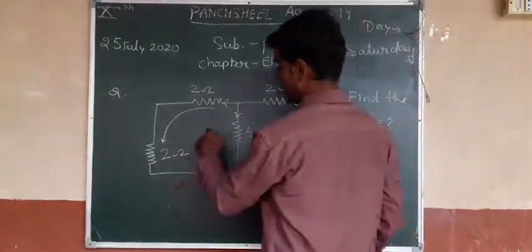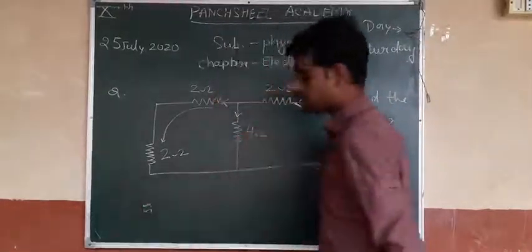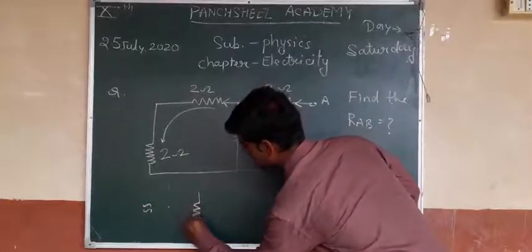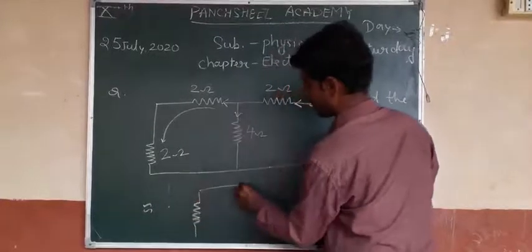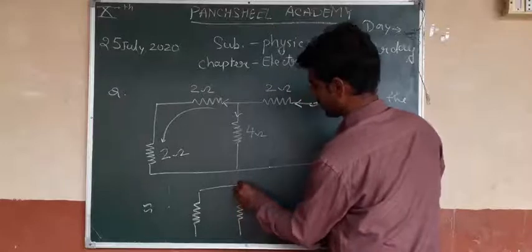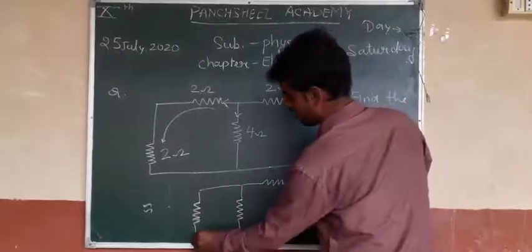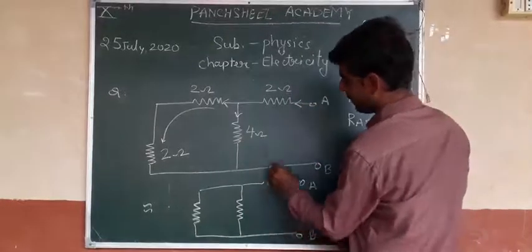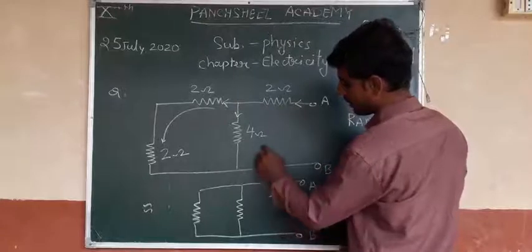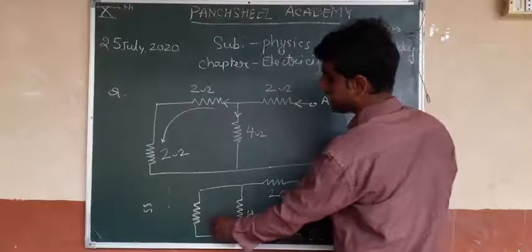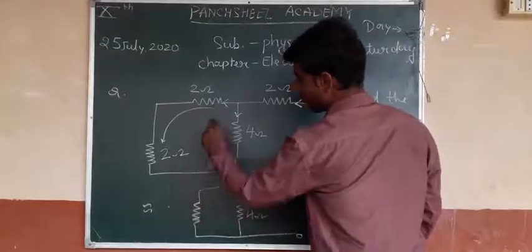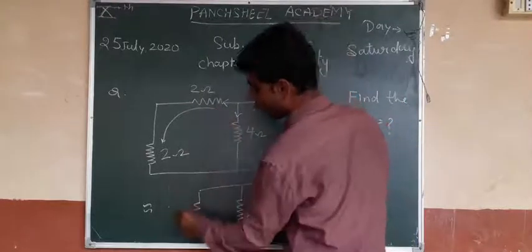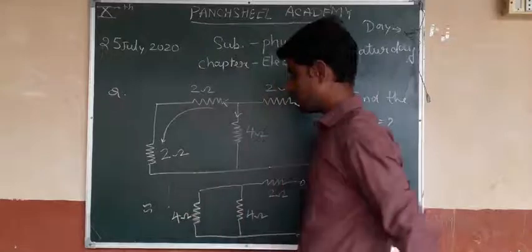First of all, I make another circuit for this, like this. This is the A terminal and this is the B terminal, and this is a 2 ohm resistance and this is a 4 ohm resistance, and this resistance is the combination of these two. And what is the combination? These two resistances are in series. So 2 plus 2, what? 4 ohm resistance.